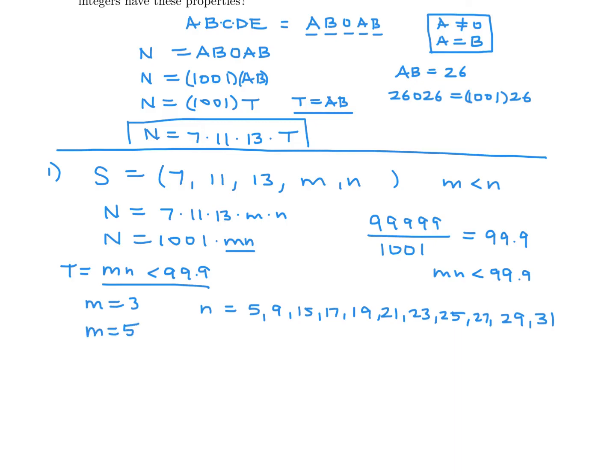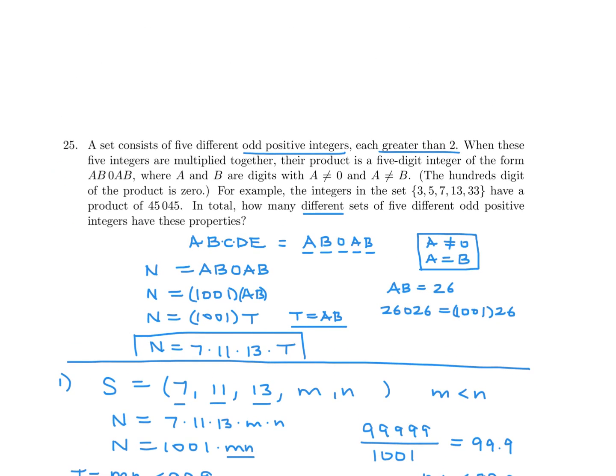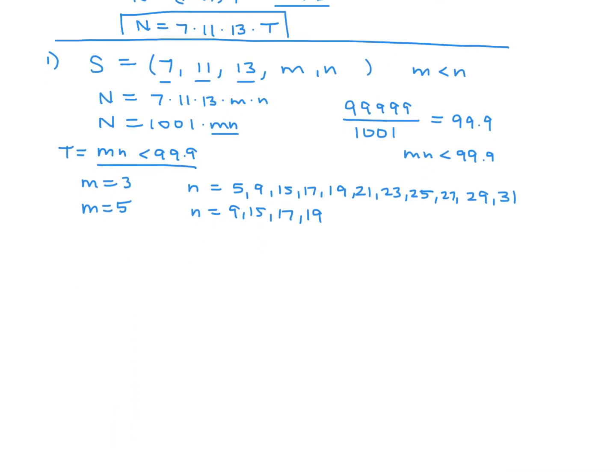How about if m equals 5? That means n equals 9, 15, 17, and 19. Again, you might say, well, why did you skip over 11 and 13? Because 11 and 13 are already here, and I can't use them again. They're distinct numbers. See, a set of 5 different odd positive integers. You see what I mean? So that has to be carefully looked at. And I think that's it.